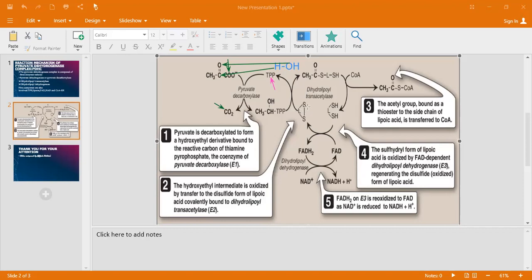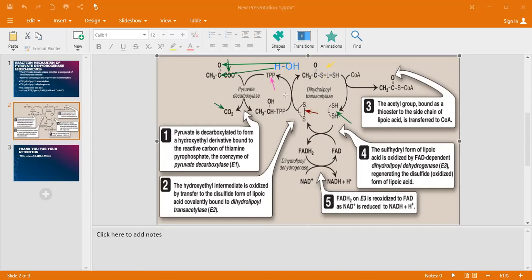Then in lipoate, we have a lysine group here. The lipoate usually exists in 3 states. This is the first state. This state is the oxidized state. Then this is the second state here, the acetylated state. Then the third state is this one here, the reduced state. So lipoate usually exists in those states.